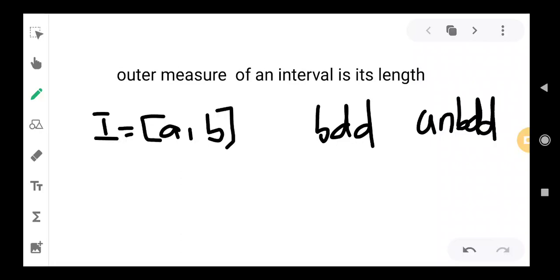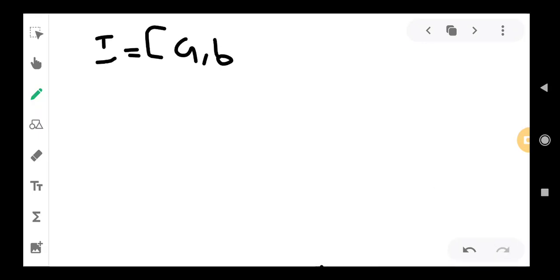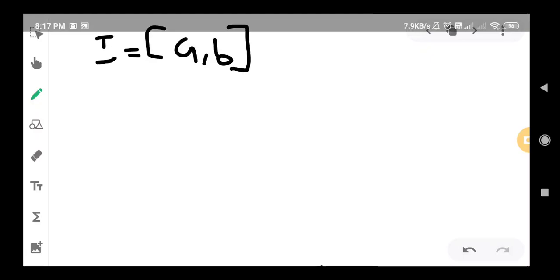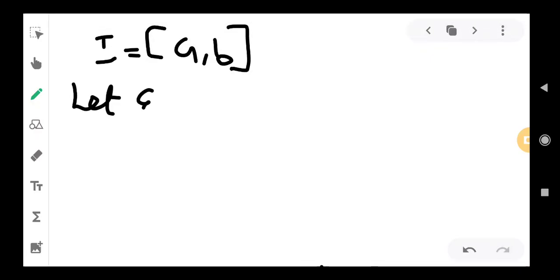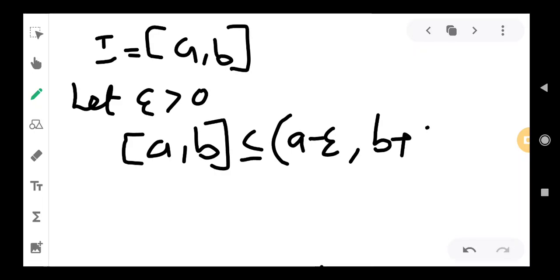So we can start with I equal to the closed interval AB. Now let epsilon be greater than 0. We know that this closed interval AB is a subset of the open interval A minus epsilon, B plus epsilon.